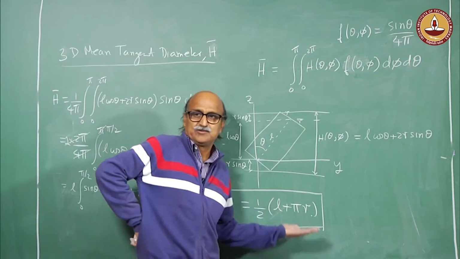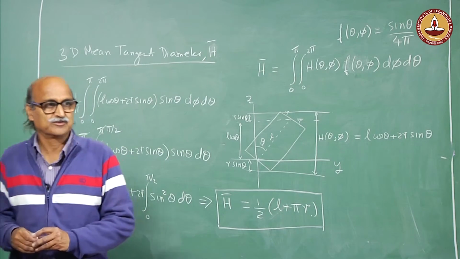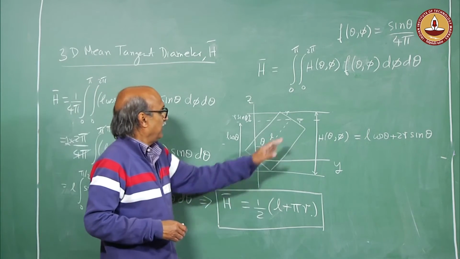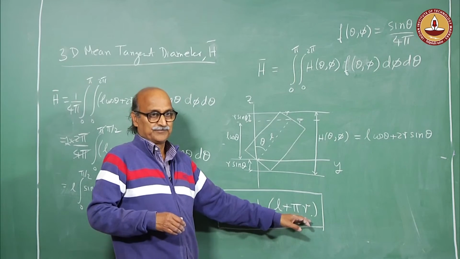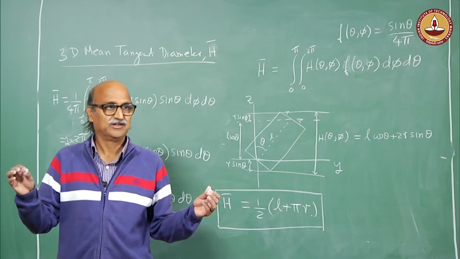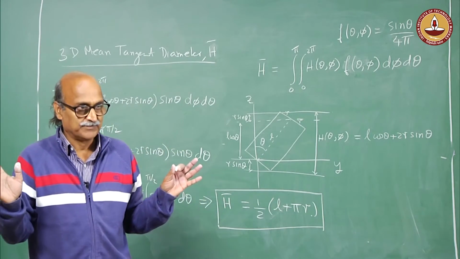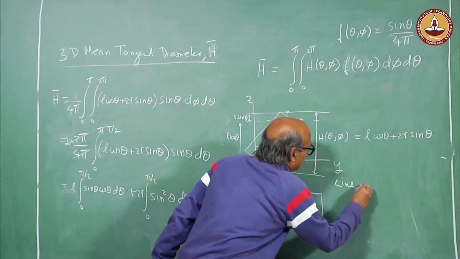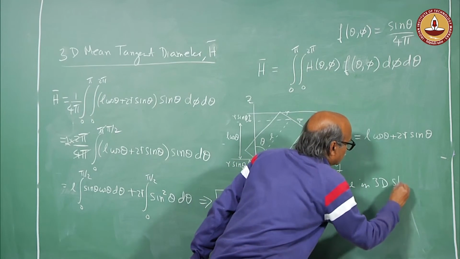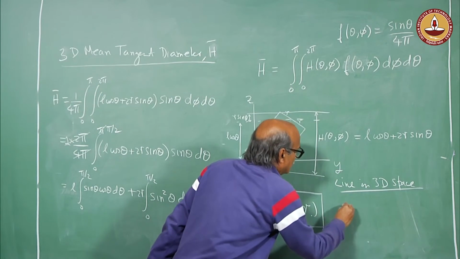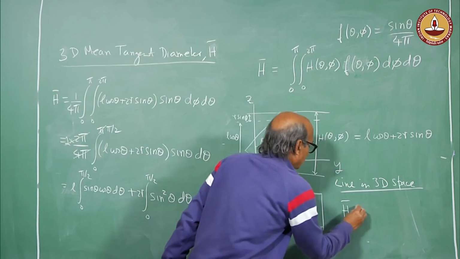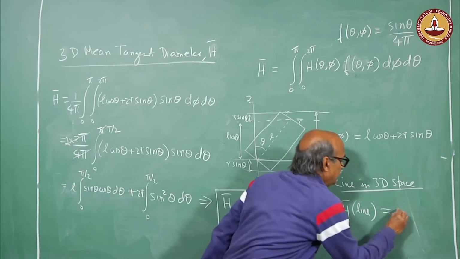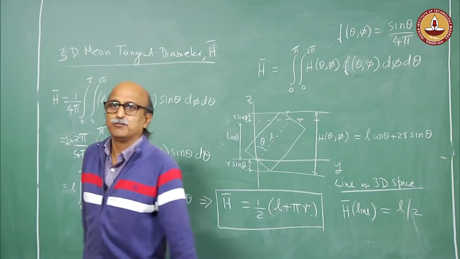From this I can get mean tangent diameter of a couple of other objects. Suppose I let r go to 0, then what happens to the cylinder? It becomes a line. It gives me, for a line in 3D space, the mean tangent diameter for a line of length L is simply L upon 2.